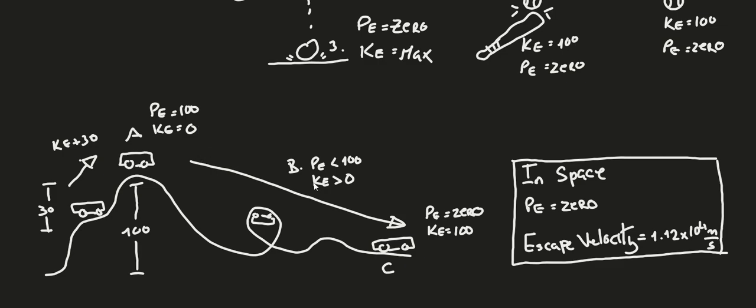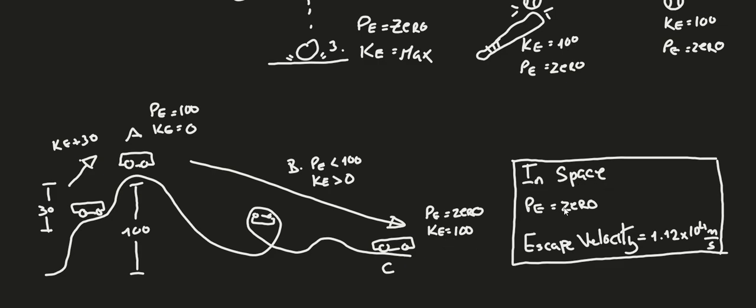So what happens as the car starts to go down? For example, in point B, we know that the potential energy is less than 100 and the kinematic energy is greater than 0. And at the bottom, all that potential energy became kinematic energy.